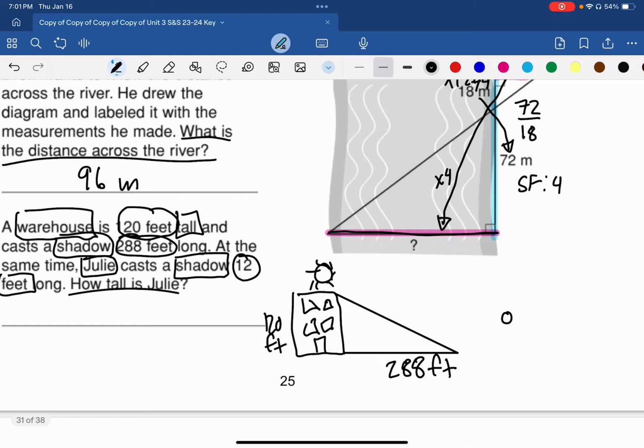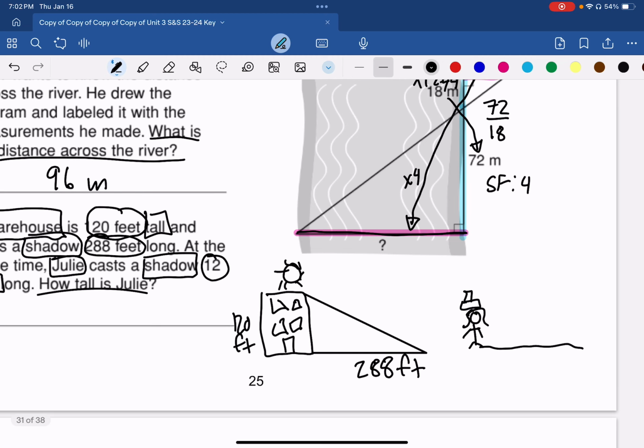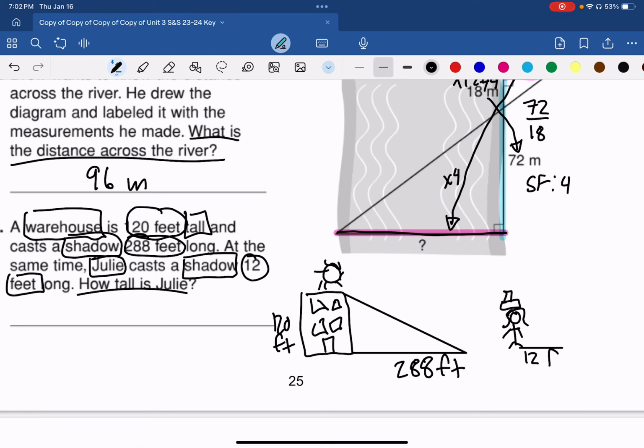All right, let's do Julie. She's gonna just be a stick figure. You can draw some hair if you like. Maybe a top hat. There you go. I don't know. And she's also casting a shadow. I don't know why I made her so big. But she's casting a shadow. And that shadow is 12 feet long. And then we're just going to connect her forehead to the ground so she's got a little triangle going on. Right? I hope you can see that triangle. Our question here is, how tall is Julie? What's her height?